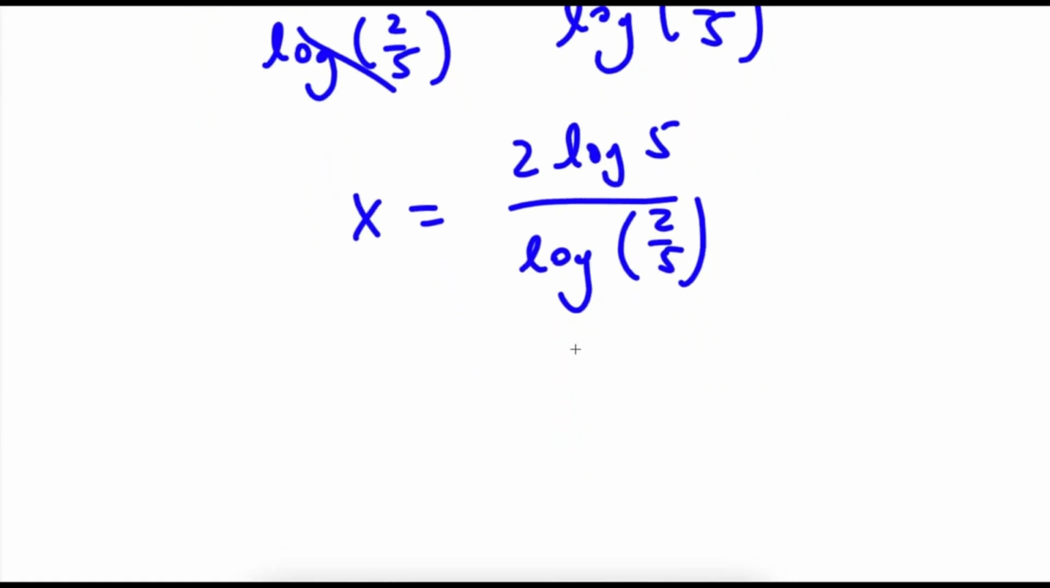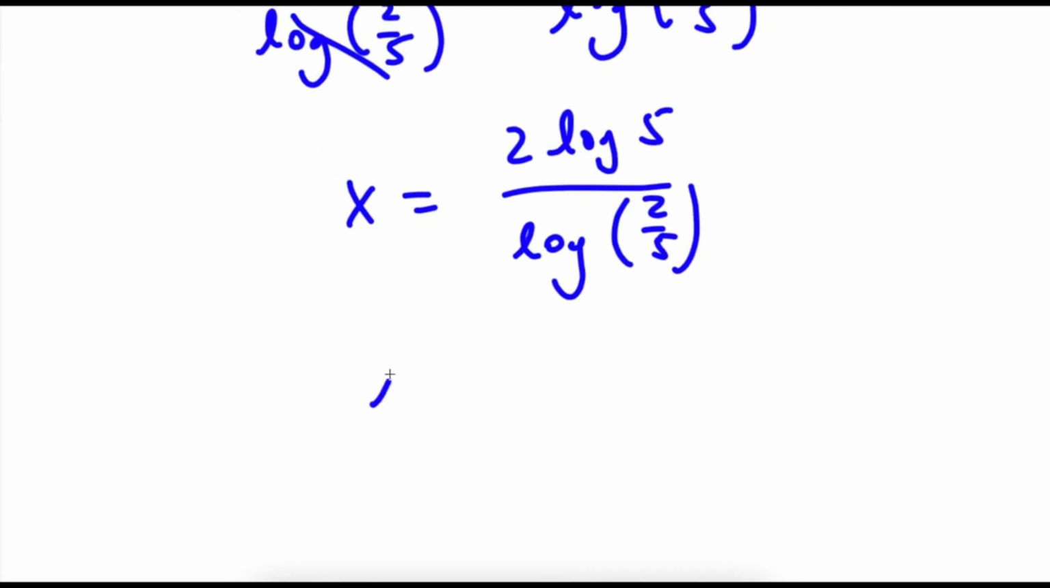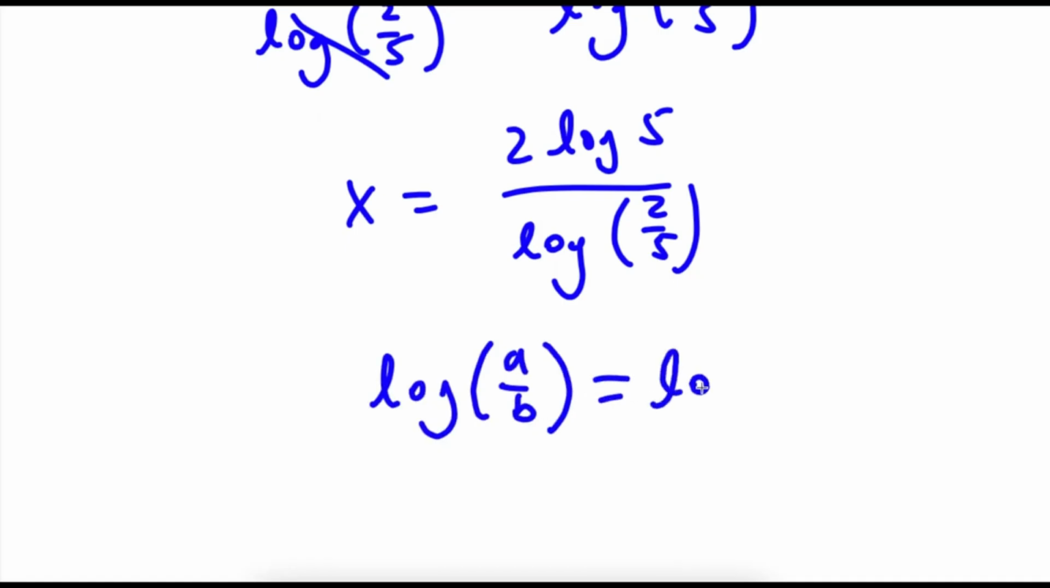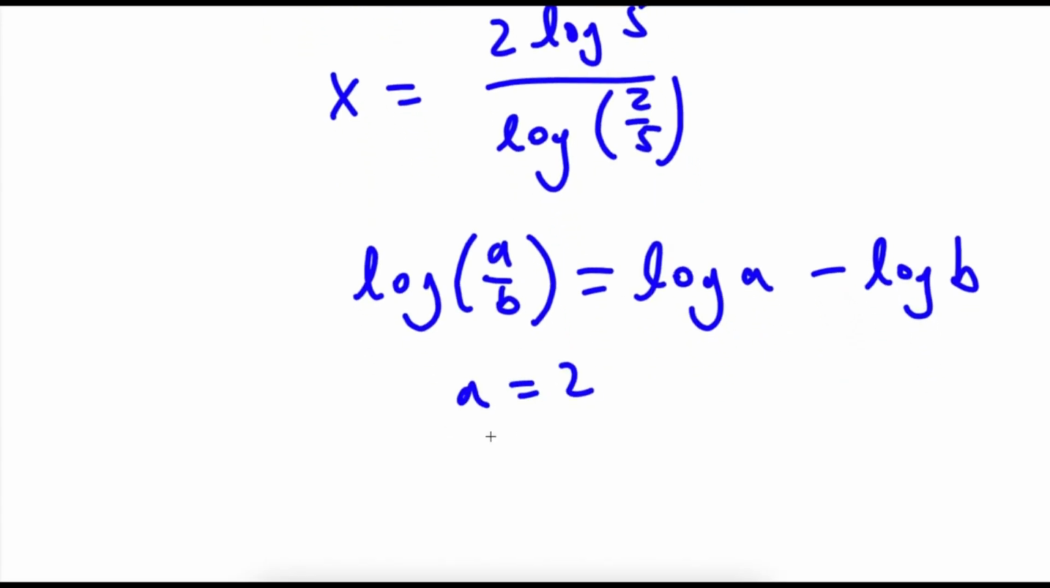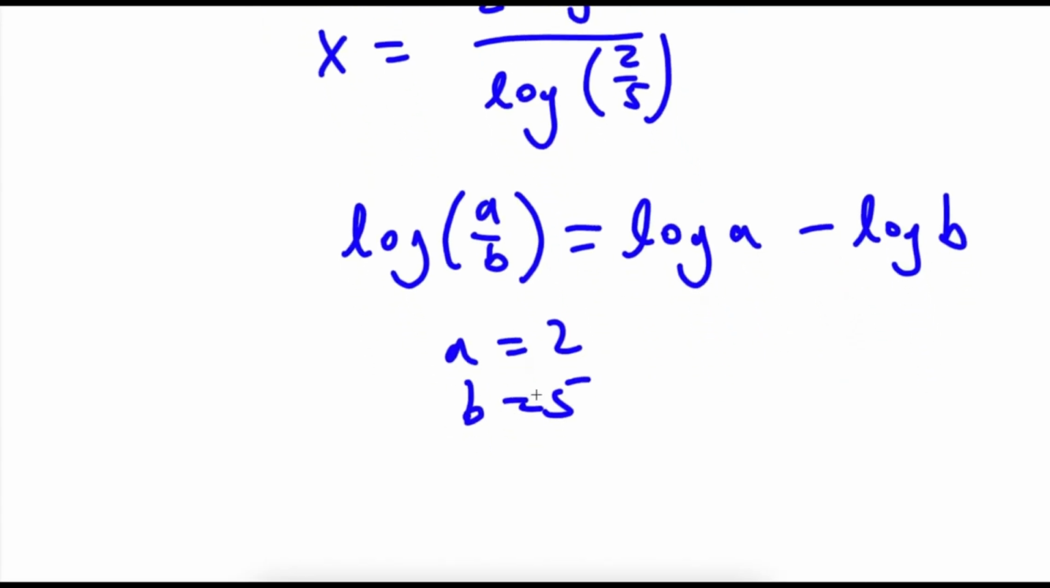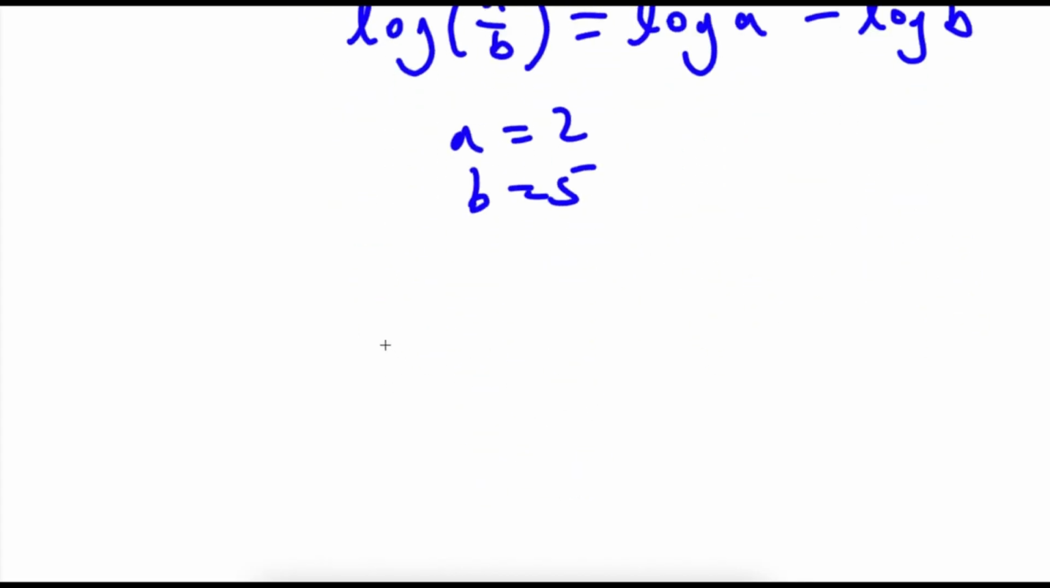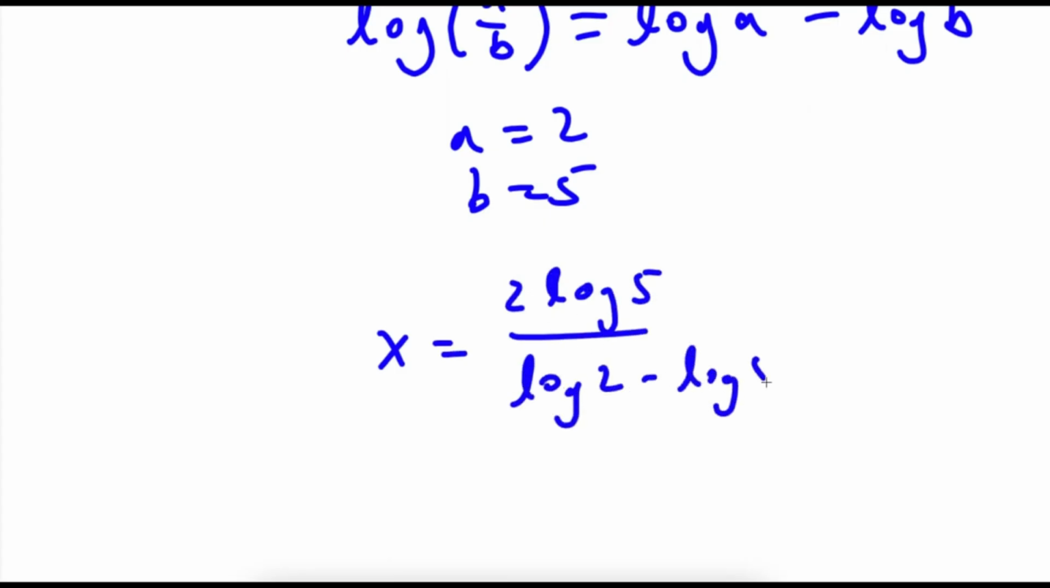Now, if I have something in the form log a over b, this is equal to log a minus log b. So in this case, a is equal to 2 and b is equal to 5. So log 2 over 5 here would equal log 2 minus log 5.